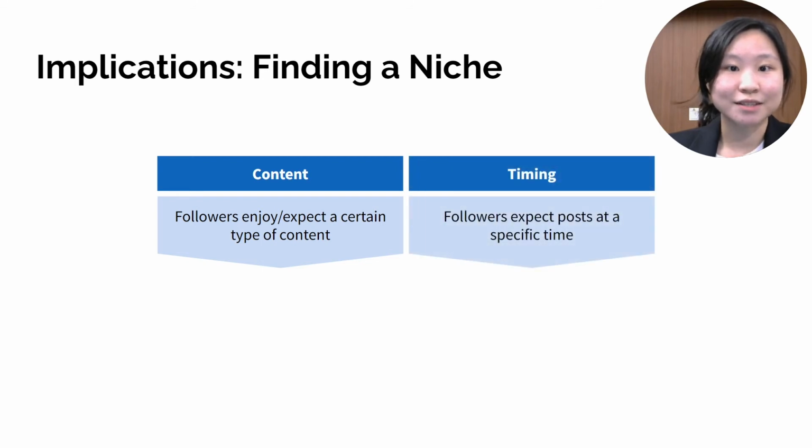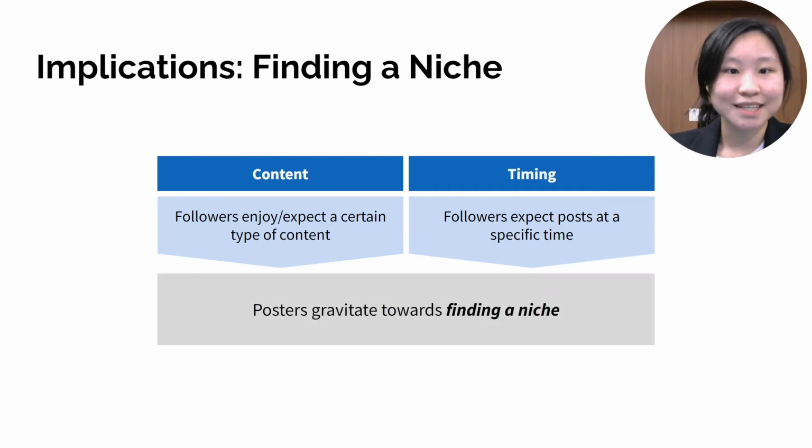Similarly, this can be extended to post timings. If a poster usually posts at the same time every day, their followers may come to expect this as a routine and only come online at that time. Posting at a different time may cause a fall in engagement, as their followers are not online. As such, the payoffs for the current strategy tend to be especially high, while payoffs for other strategies tend to be much lower. This makes the effect of EWA much more significant and influences posters to find a niche in both content and timing.